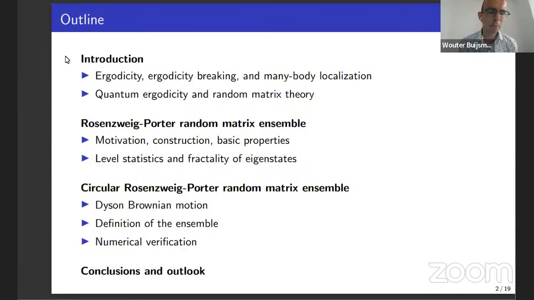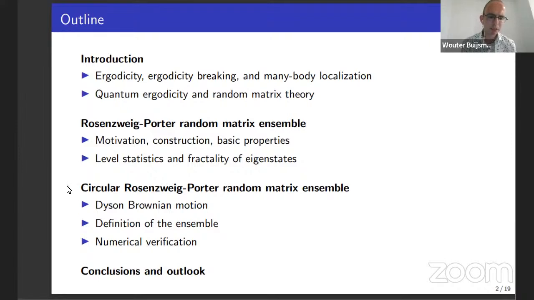Okay, here you see the outline. First, I will provide a basic broad introduction to quantum ergodicity, the breakdown of quantum ergodicity, and many-body localization. After that, I will briefly outline the connection between quantum ergodicity and random matrix theory, so why it's useful to use random matrix theory to describe and to understand quantum ergodicity. After that, I will discuss the Rosenzweig-Porter random matrix ensemble. I'll go a bit over the motivation, why it's constructed, the actual construction of the ensemble, and some of the basic properties. And then I will go a bit more in depth into the level statistics and the fractality of eigenstates.